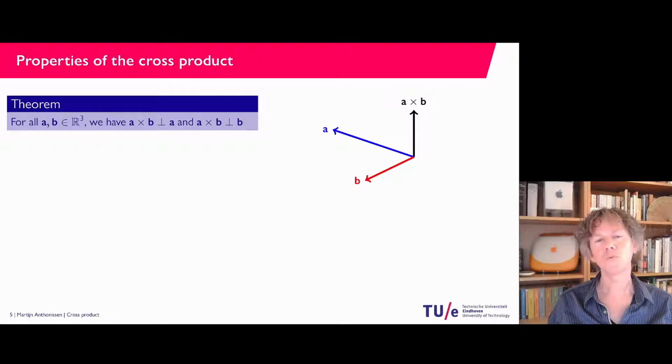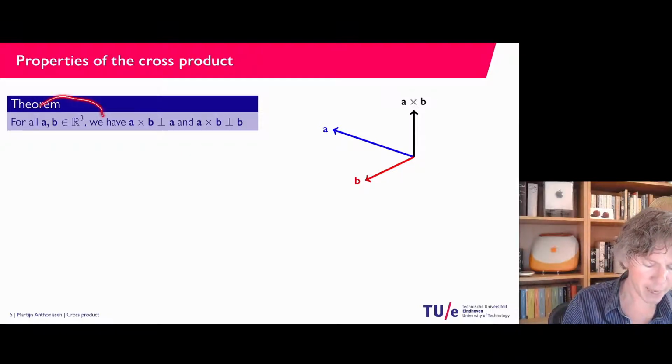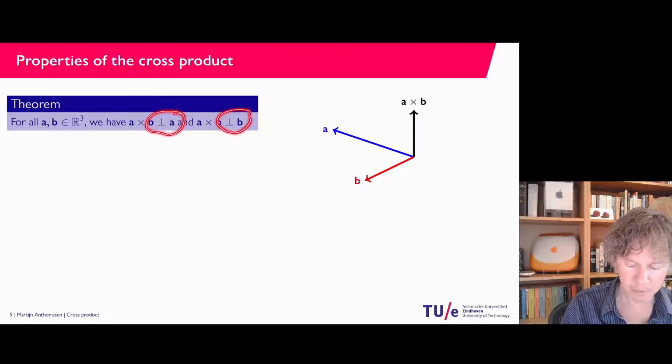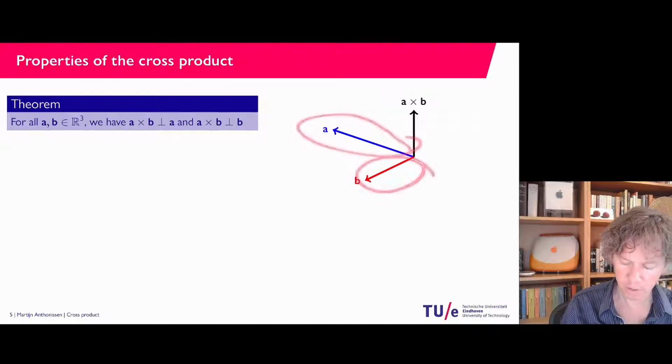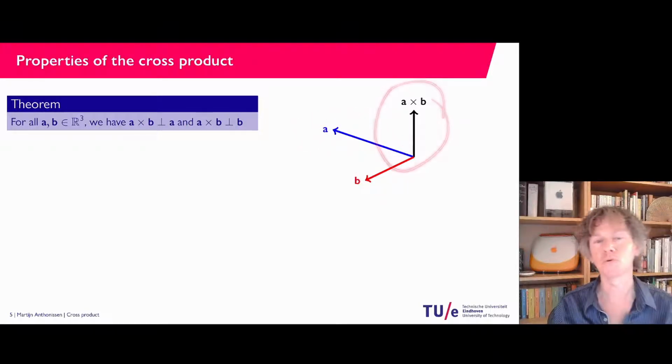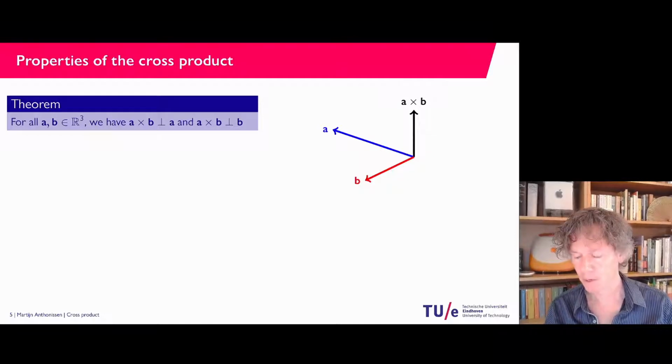So this is what we have already seen in the numerical example that I showed you. If you pick any two vectors and you compute their cross product, you find a new vector that is orthogonal to both A and B. So here in the picture, I have an A vector, I have a B vector, and then A cross B is perpendicular to both of them.